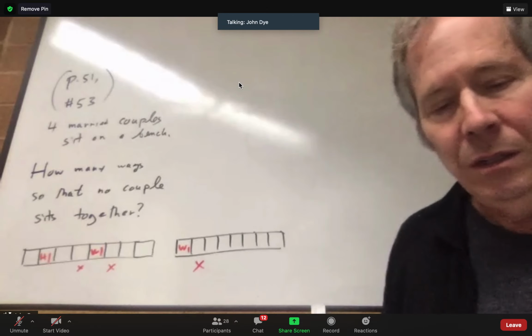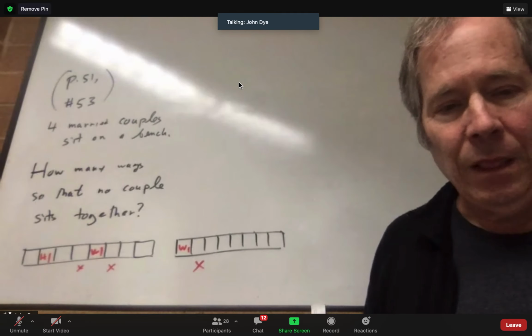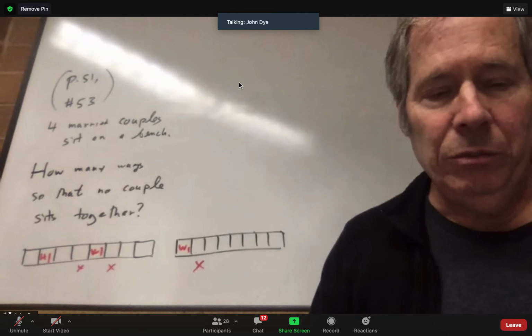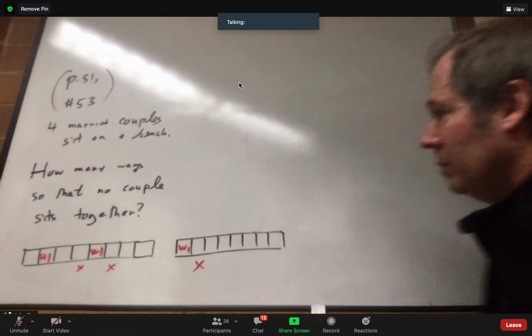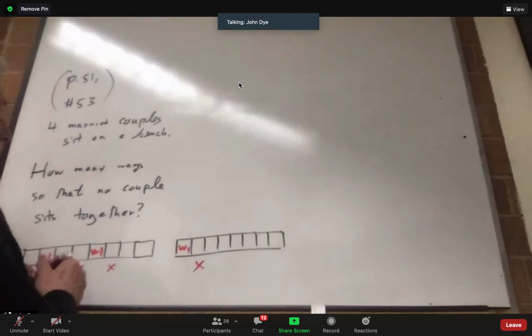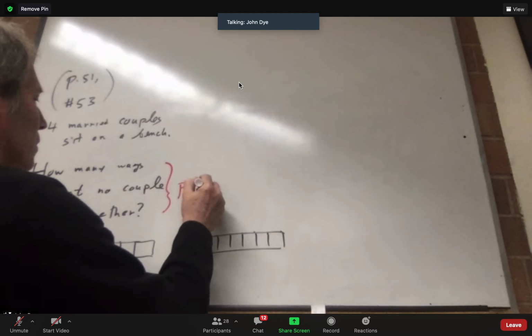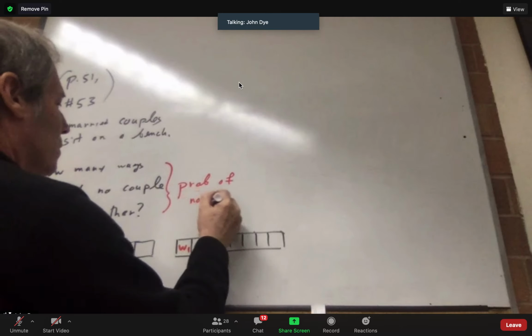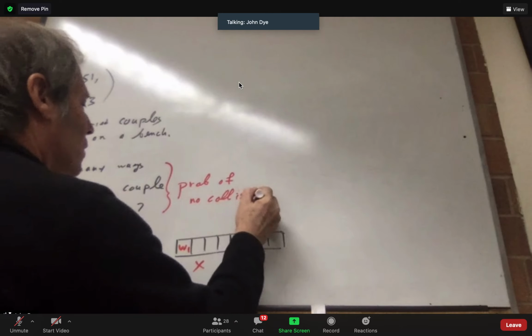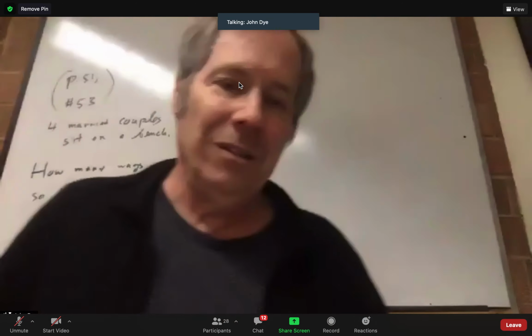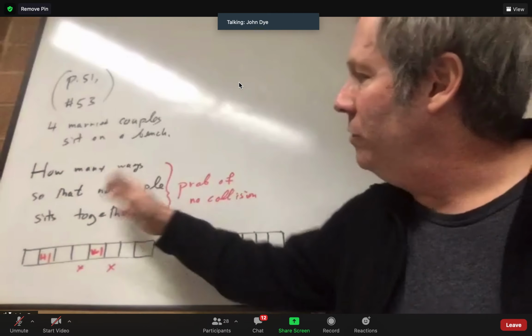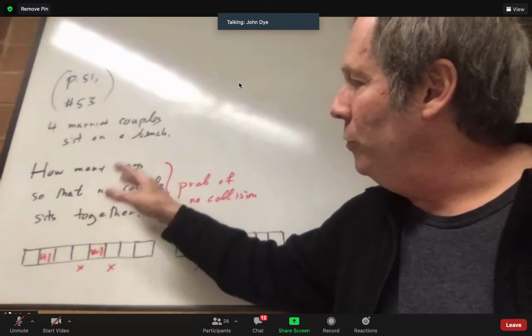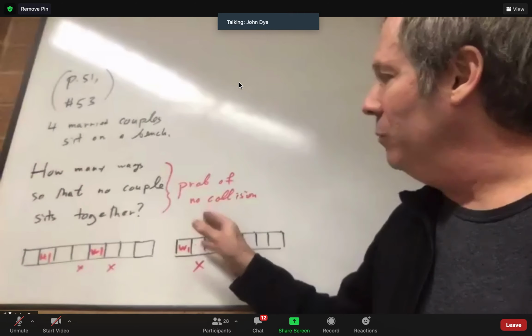So let's see. What do we want to calculate? I really want the probability here. I want the probability of no collision. What constitutes a collision? Some husband is sitting next to his wife, or the other way around. I don't want to sound biased here. So this number we calculate, we'll need it to determine this probability. This is what I really want.